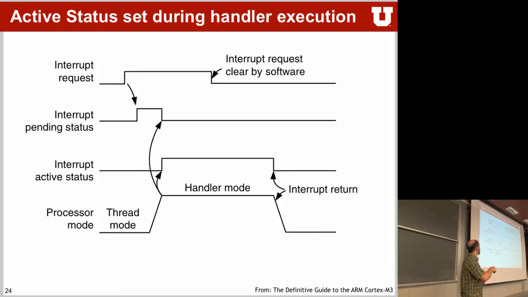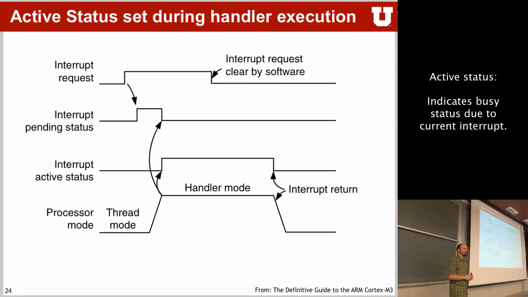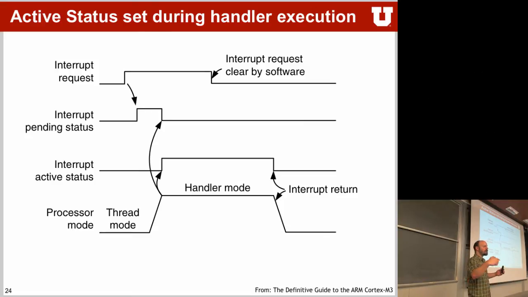Any intuitions of why you would have an active status bit? In case someone's trying to interrupt you again, it's busy. Exactly. Or if you have multiple interrupts that actually preempt each other, you can go and check if somebody else is active too, or if you are the only interrupt handler that's actually active right now. So you can check if you preempted somebody else or not.